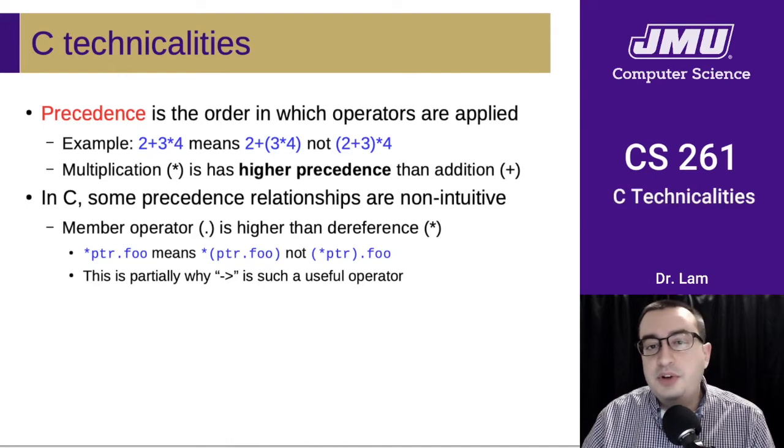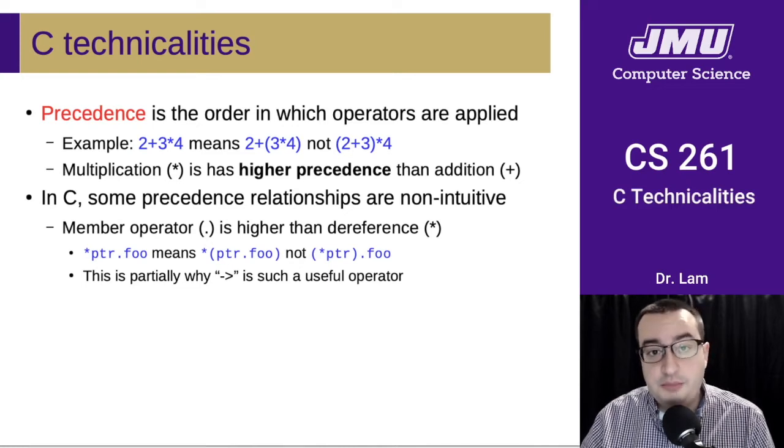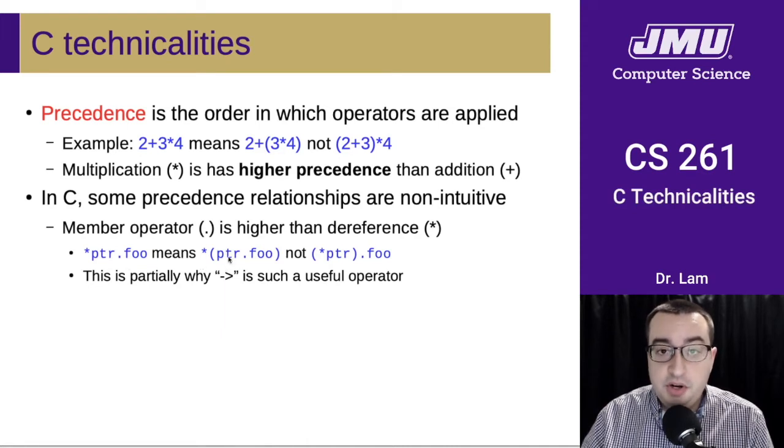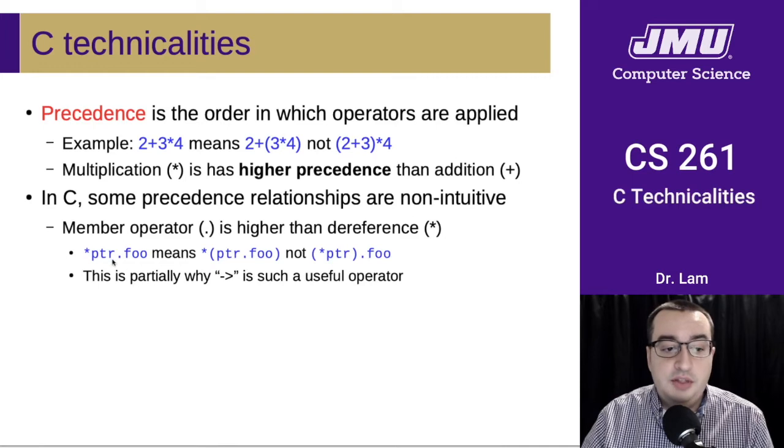And in C, some of the precedence relationships are not quite as intuitive as one might hope. For instance, the member operator is higher than the dereference operator, which causes the behavior that we saw in the question. So *pointer.foo means grab the foo field of pointer and then dereference it, rather than dereference the pointer, grab the field foo. This is partially why the arrow is such a useful operator, because it allows us to do the thing that we meant to do with the same number of characters.